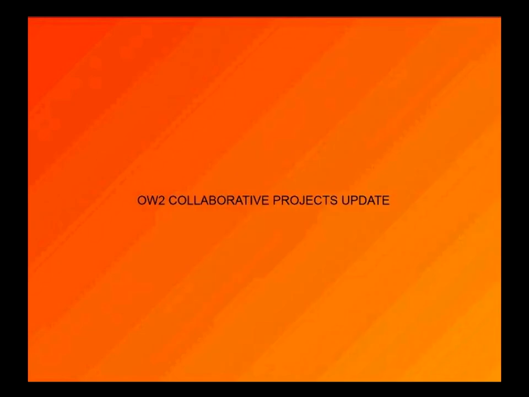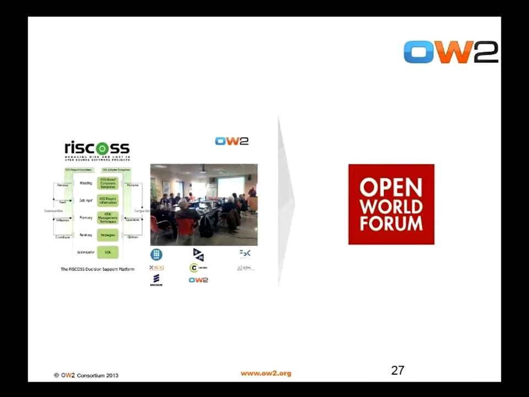Let's have a look at the collaborative projects. I want to finish this update with a quick overview of what's happening with our collaborative projects. RISCOS is an FP7 project which aims to develop a decision support system that implements risk mitigation methodologies to help users and systems integrators select an open source component.